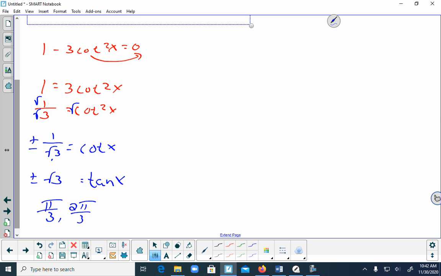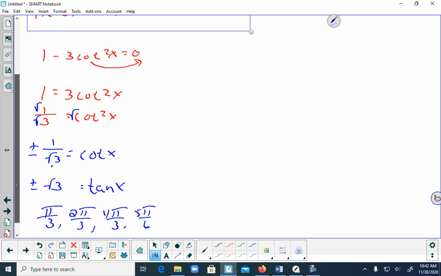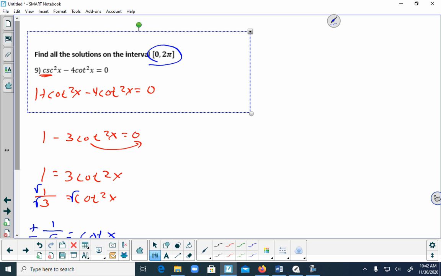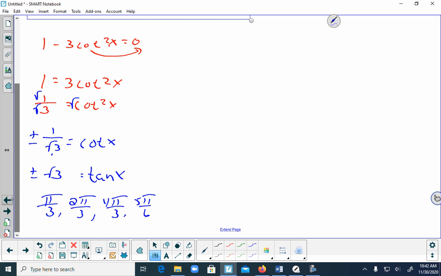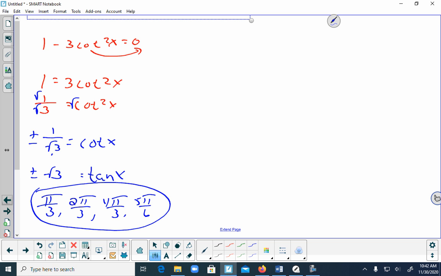So 1 pi over 3, 2 pi over 3, 4 pi over 3, and 5 pi over 3. Going back and checking, this is just one lap around the unit circle. So one lap around the unit circle, and I am done. Okay, that finishes the 5-3 review.